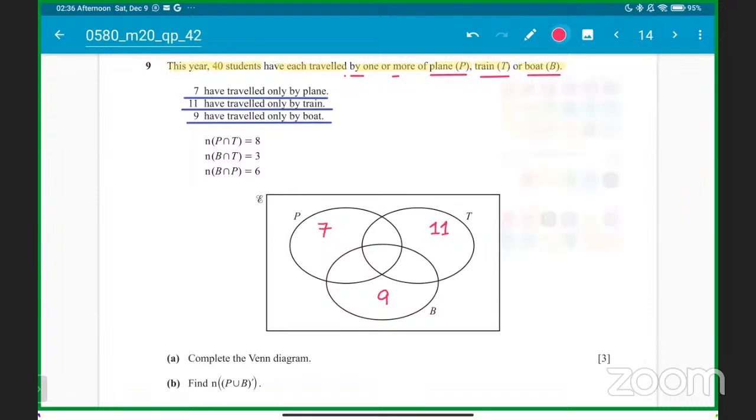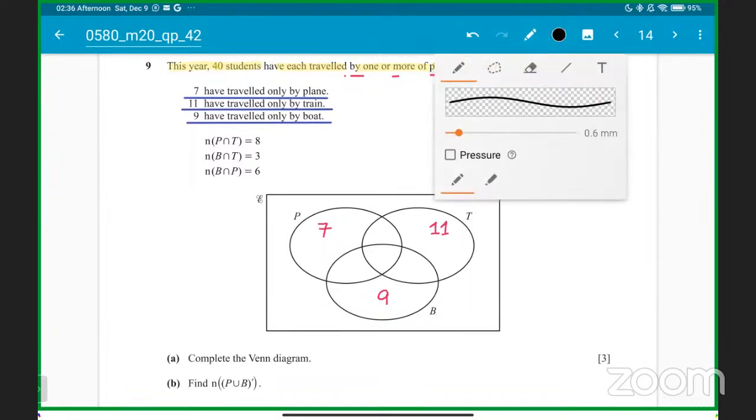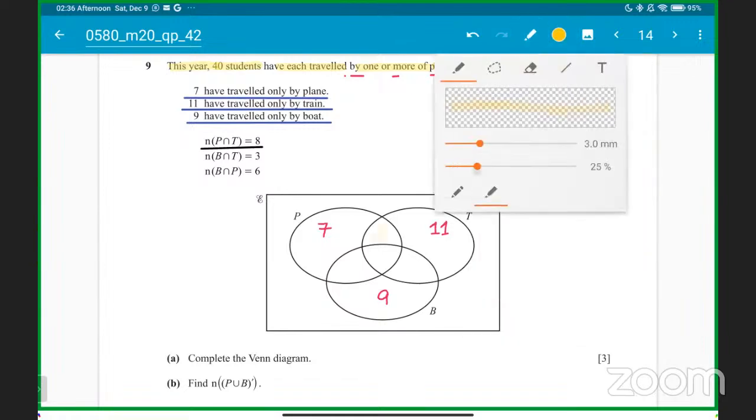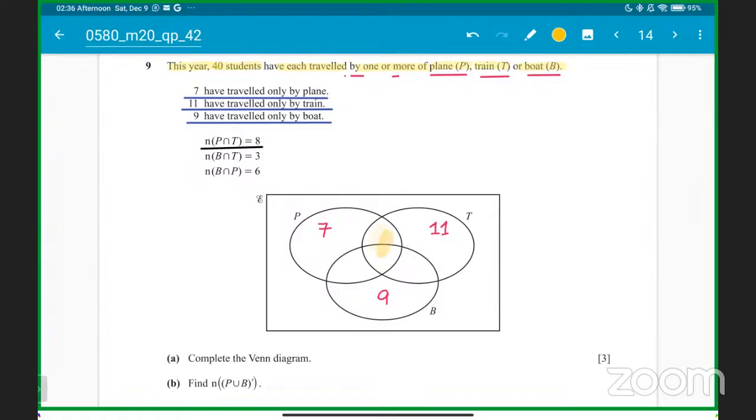Now, the most important thing is the next information. What they are telling us is that the number of elements in P intersection T is 8. The mistake was that P intersection T, if I highlight it, is this whole thing. P intersection T means plane and train intersection, so this comprises this whole shaded part.